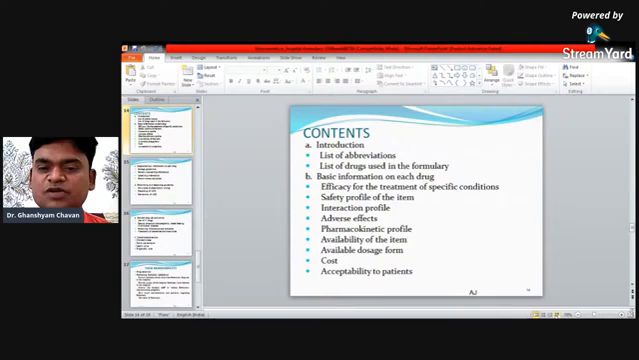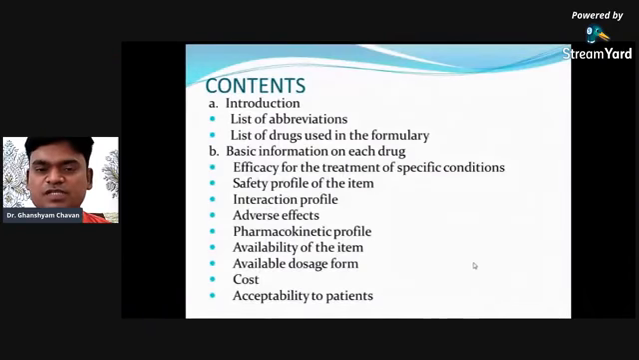In the last lecture, we discussed the organization of hospital formulary, as well as the preparation of hospital formulary. Today we will discuss contents. We will discuss all the points one by one. This would be our last lecture on hospital formulary. We will start from contents.